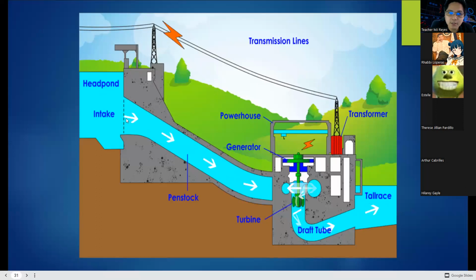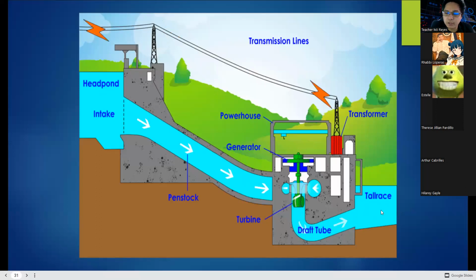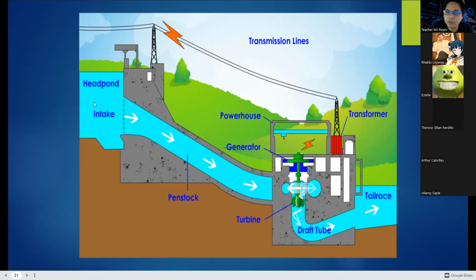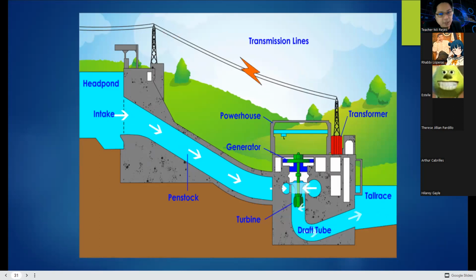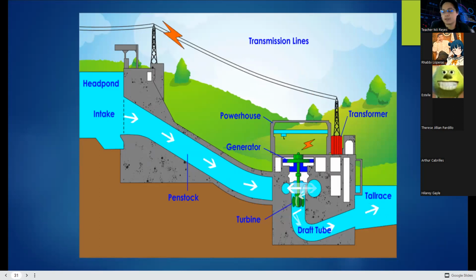In this case, we are letting water go to the downstream, so we are dependent on the higher reservoir, or the head pond. Once this area becomes lowered, we cannot generate electricity here. But if we pump water back here, it begins its cycle again. It is more convenient if we return the water back.